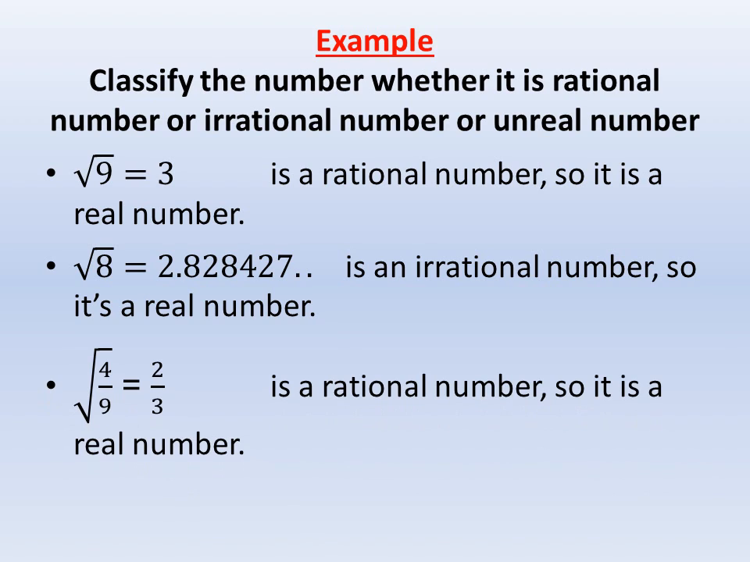The third example is the root of 4 divided by 9. We know that the root of 4 is equal to 2, and the root of 9 is equal to 3, and 2 by 3, this fractional number, is a ratio of the integers 2 and 3, which means it is a rational number, and every rational number is a real number.